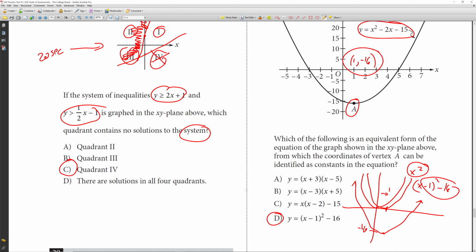So in reality, this problem should take you about 30 seconds to do. It's not that difficult. It's a matter of being able to A, identify where the vertex is, and B, if you can, do it through the graphing method. So that wasn't too difficult.